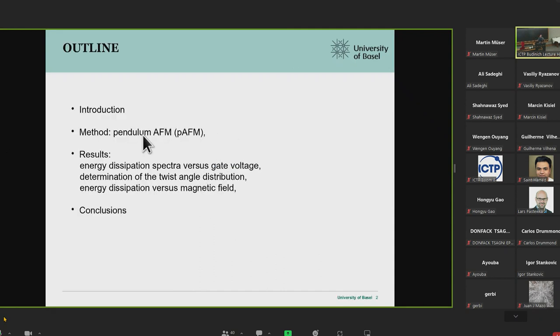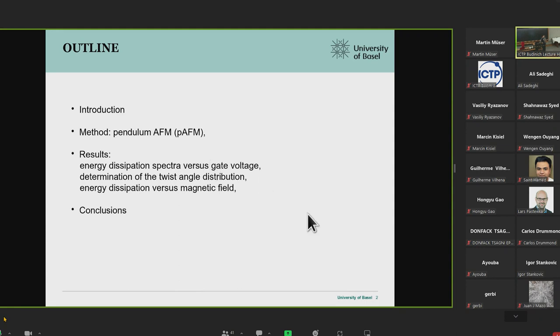So the outline looks sort of standard. At the beginning, a few words of introduction, then a bit about the technique. The results I divided in three parts. In the first part, I will explain our atomic force microscopy dissipation spectra. Then I will tell about, basically, it's a local probe technique.